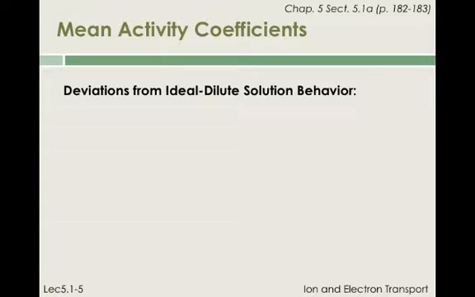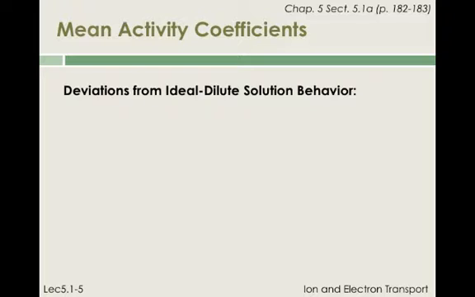In the previous slide, we indicated that since Coulombic interactions between ions occur even when the ions are separated by large distances, we need to account for deviations from ideal dilute solution behavior for electrolyte solutions, even when they are very dilute. Hence, we must determine the activity coefficients for the solutes.